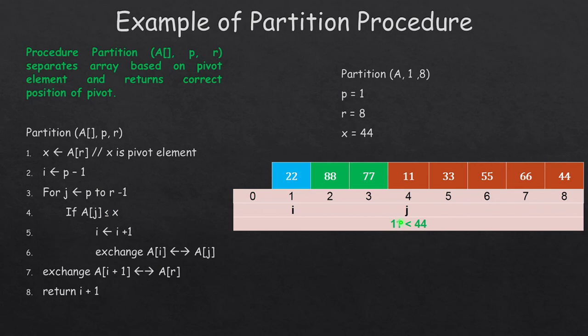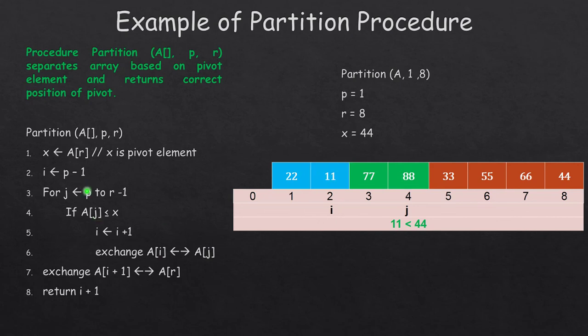11 less than 44 is true, so it will execute these two lines. Now the i value will be incremented. Now i value becomes 2. Then I will exchange A of i and A of j. So this 88 and 11 will be exchanged or swapped. So 11 and 88 are swapped.